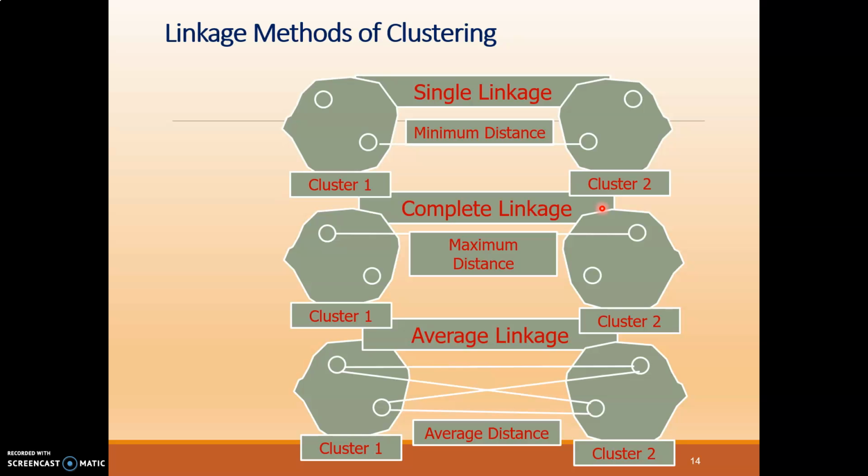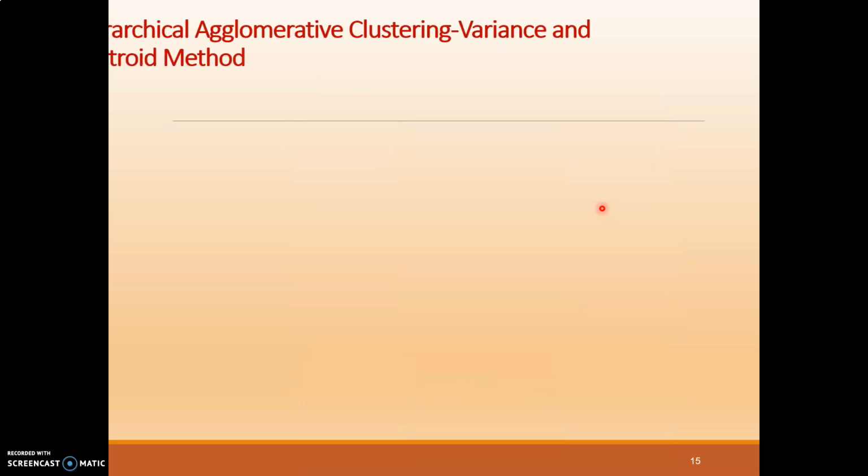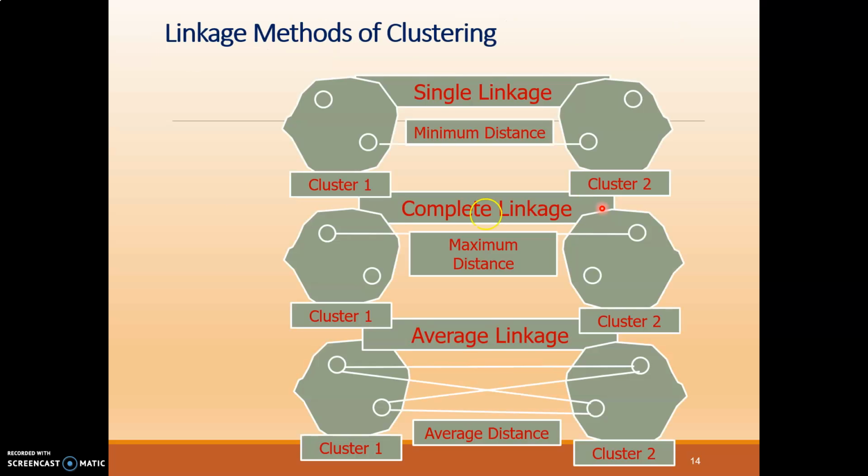Next is the diagram representation for the linkage methods of clustering. The first one is the single linkage. It is the minimum distance of the clusters. We have two sets of clusters, cluster 1 and cluster 2. Here we find the nearest distance. So the distance is the minimum, it's the single linkage. The second type, the complete linkage, the distance is maximum. Then the average linkage means we measure the average distance between all pairs of objects. Okay, that's the average linkage method.